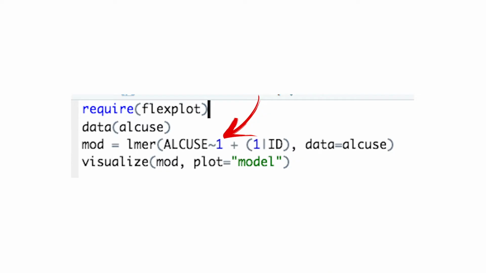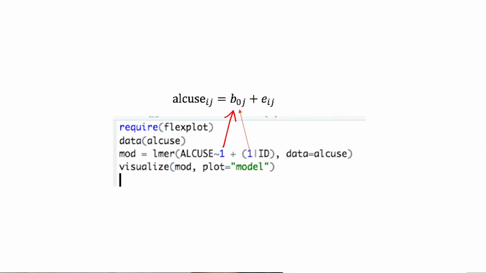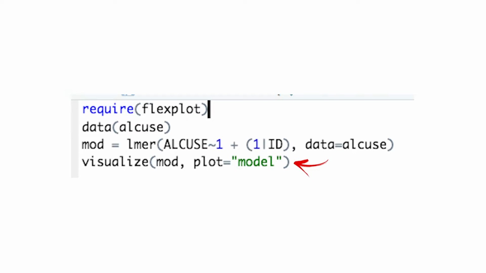So on the left side of the parentheses are the fixed effects, on the right side are the random effects. So we are telling R that we want a fixed effect, or gamma 00, and we are also telling it that every ID is allowed to have its different mean. So this 1 refers to gamma 00, and then this one right here refers to U0j. And taken together, those become our B0j. The lovely thing about FlexPlot is we can visualize this. So if we type in visualize mod and then plot equals model, then we get something that looks like this.